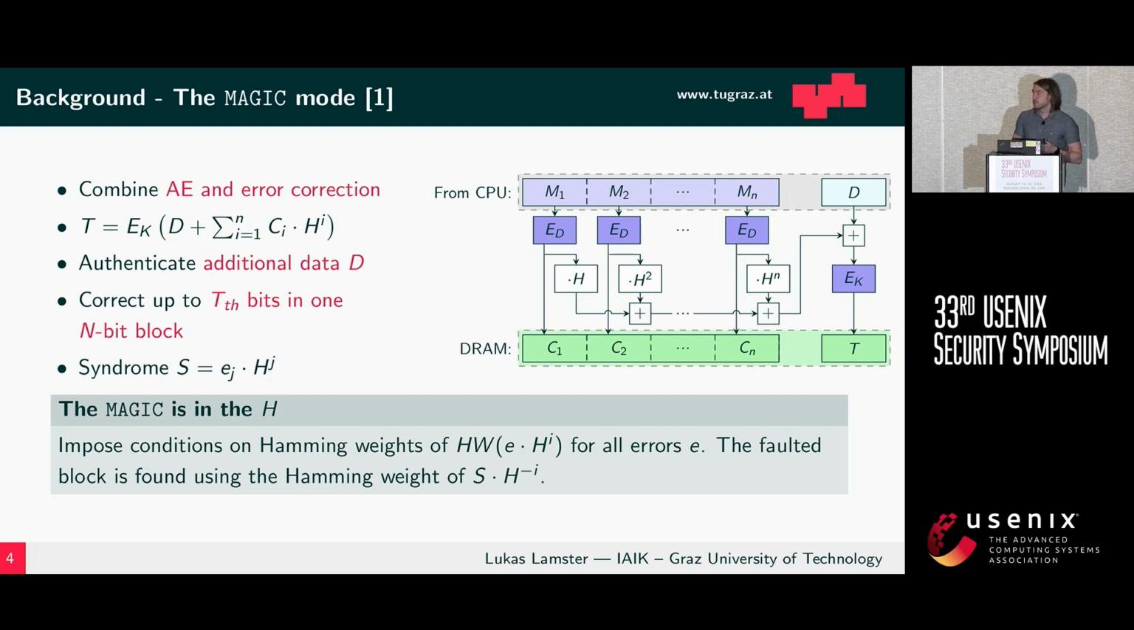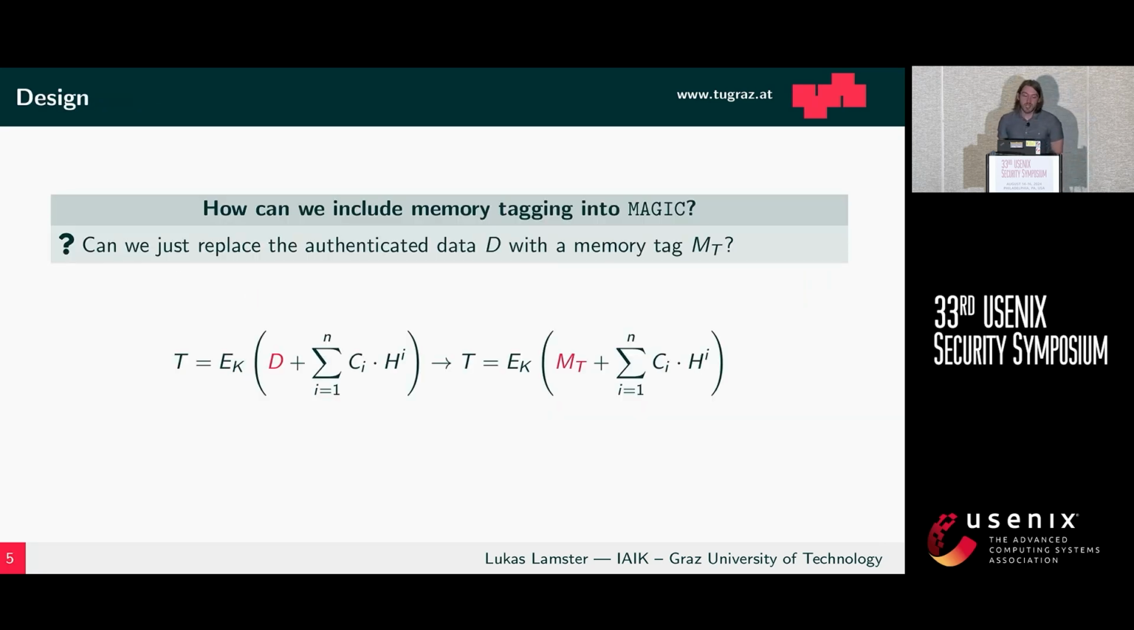And this constraint is formulated on the Hamming weight. I won't go into too much detail here. You can read that up in the MAGIC paper or in the background section of my paper. Depends on how much time you want to spend on that. But yeah, by looking at the Hamming weight of this syndrome and then of the error location identifier, we can identify the faulted block. So how can we now include memory tagging in this scheme?